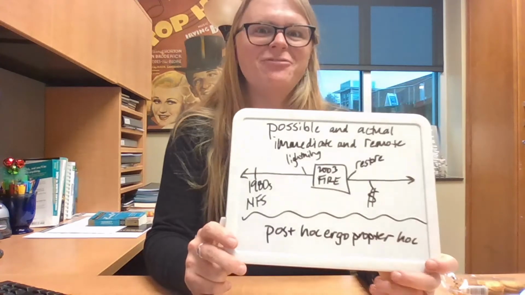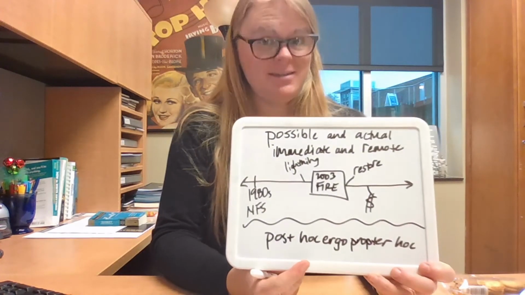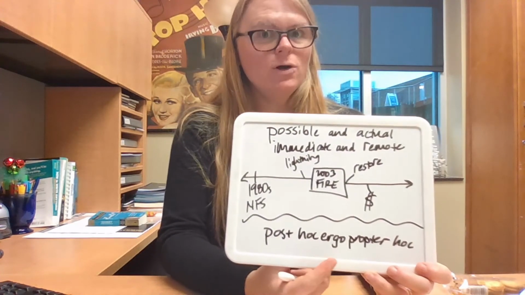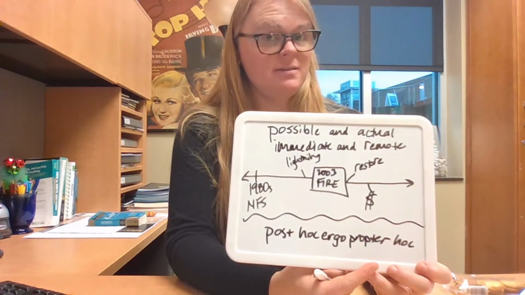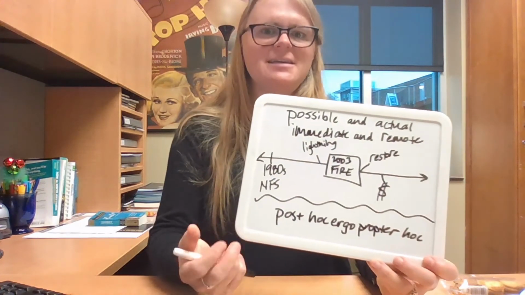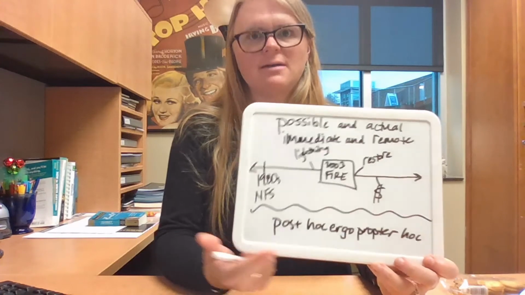Literally, this is Latin for after this, therefore because of this. So this is a fallacy. It's typically shortened to the post hoc fallacy. Here's what the post hoc fallacy is. Just because event A happens first and event B happens second does not mean that A caused B. It might just be that A happened first.